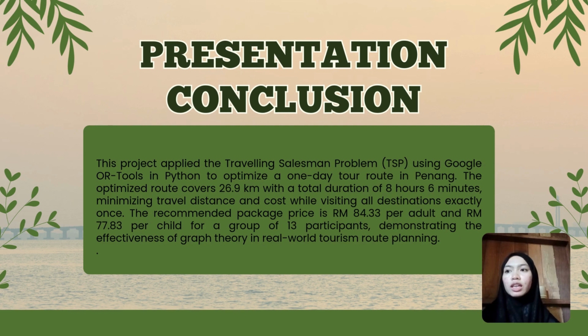For the conclusion, this project applied the travelling salesman problem, TSP, using Google OR-Tools in Python to optimize a one-day tour route in Penang. The optimized route covers 26.9 km with a total duration of 8 hours and 6 minutes, minimizing travel distance and cost by visiting all destinations exactly once. The recommended package price is RM 84.33 per adult and RM 77.83 per child for a group of 13 participants, demonstrating the effectiveness of graph theory in real-world tourism route planning.